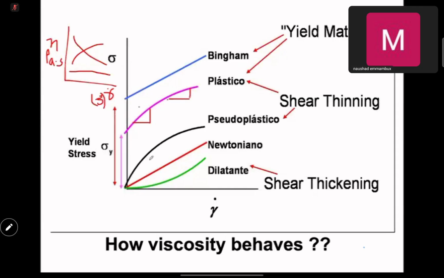For pseudoplastic, the shear thinning. And for dilatant, if you look at the viscosity here, you will see with increase in shear rate, the slope increases, so the viscosity increases. Newtonian, like I explained to you, is the same all the time. The same thing here, whether it's pseudoplastic or plastic type fluid, the viscosity decreases with shear rate.